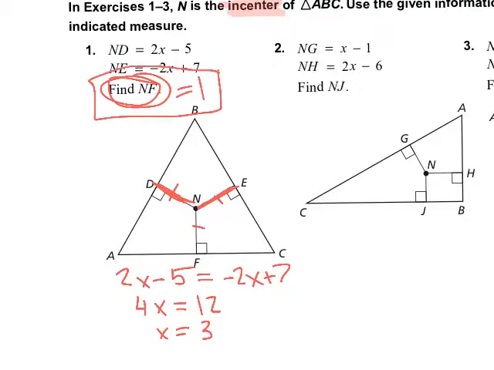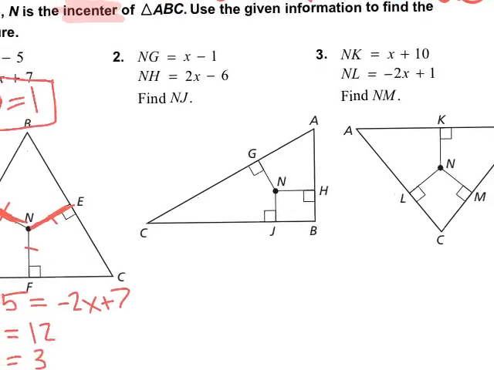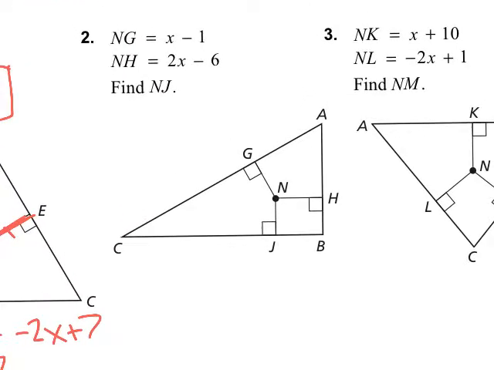All right, number 2. Again, we know it's the incenter. It's telling me NG and NH. Again, I know that the incenter is equidistant from the sides, so I'm going to set these equal to each other. x minus 1 equals 2x minus 6. A little bit of math: we get x on the right, add the 6 over, and I get 5. So x is 5. It wants me to find NJ, which is equidistant and congruent to the other two. If I plug that in, 5 minus 1 is 4. So NJ equals 4.